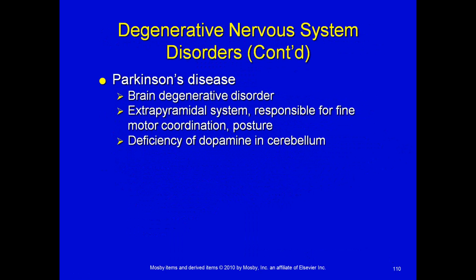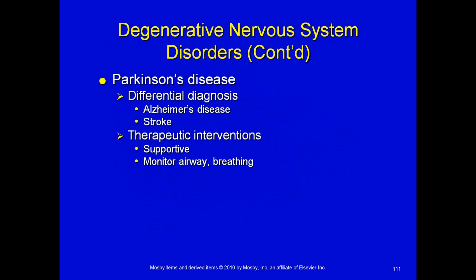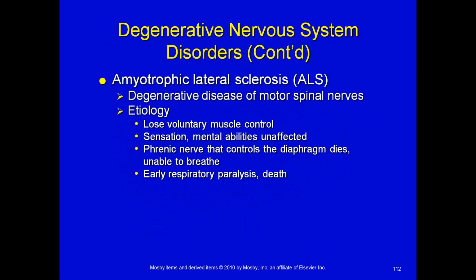Parkinson's disease is a brain degenerative disorder as well. It involves the extrapyramidal system, which is responsible for fine motor coordination and posture. It's usually the result of deficiency of dopamine in the cerebellum. It can be mistaken for Alzheimer's disease or stroke, and the therapeutic intervention for the treatment of Parkinson's disease in a pre-hospital environment is certainly supportive and monitor their ABCs is about all we can do for that.